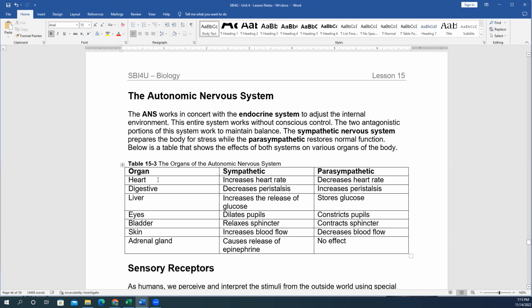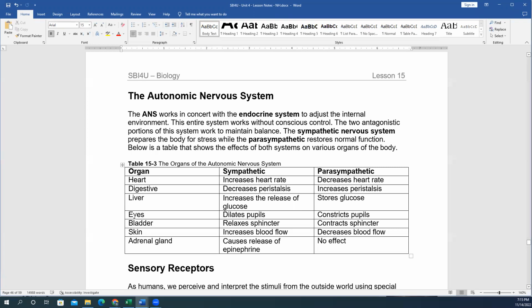Another example is if we look at the digestive organs. The sympathetic nervous system in response to stress will decrease the peristaltic motions of the digestive system, essentially not using up the resources for digestion of food at a time of stress. While the parasympathetic system, once the stress is gone, will increase peristaltic motion in order to carry out all the digestive processes again.